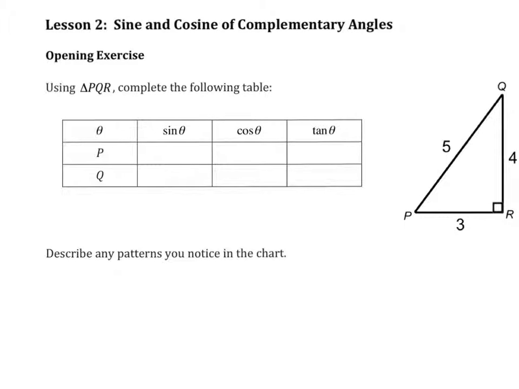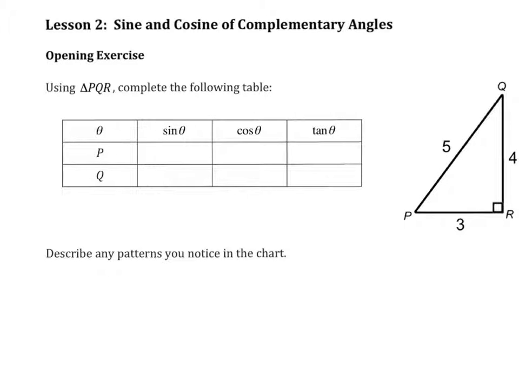Lesson 2, Sine and Cosine of Complementary Angles. Using triangle PQR, we are going to complete the following table. So using angle P as our first angle, as you can see it's labeled under theta here, we're going to find the functions of that angle in terms of sine, cosine, and tangent.